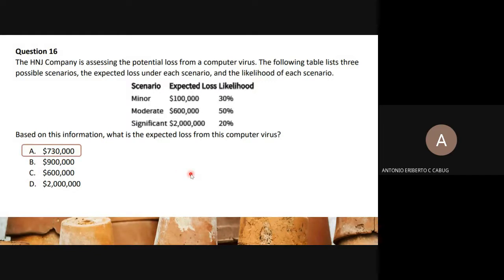Although the expected value is $730,000, the most likely outcome is $600,000. When you ignore other scenarios and focus only on assuming that what will happen is the most likely outcome, you are not using a probabilistic approach. You are using a deterministic approach.